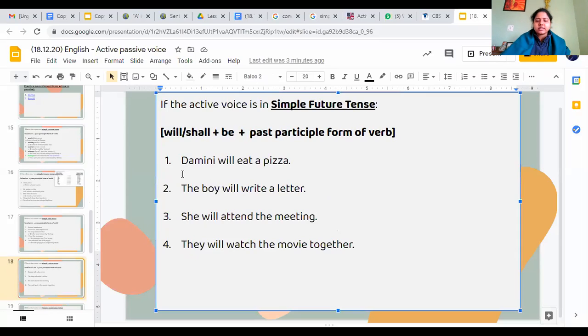First one, who will answer? Someone who has not answered till now, please unmute and tell me what will be the first one. Damini will eat a pizza. This is in simple future tense. And इसका form change ऐसे हो जाएगा. Pizza will be eaten by Damini. Great. Thank you, Bhumika. Others, by the time I type this answer, you can note down this one. Will, shall be, past participle form of verb. कैसे change होता है, that you can note down.